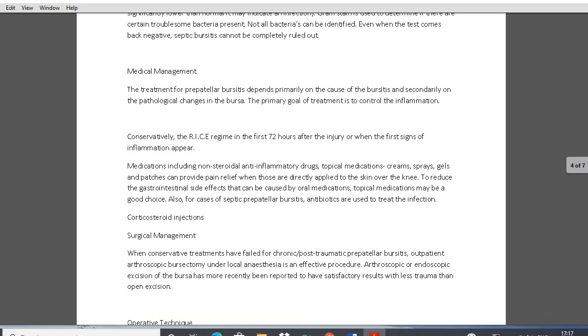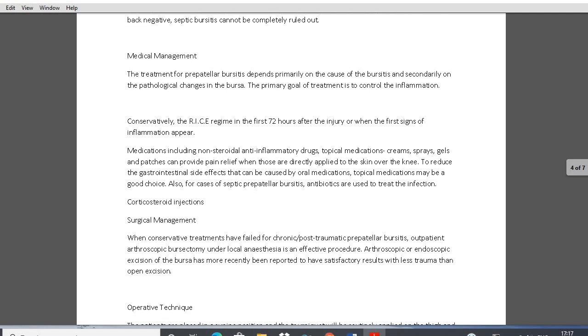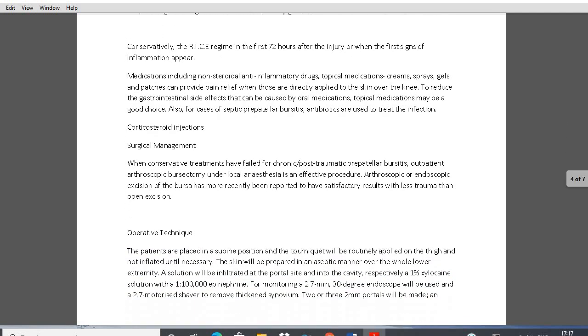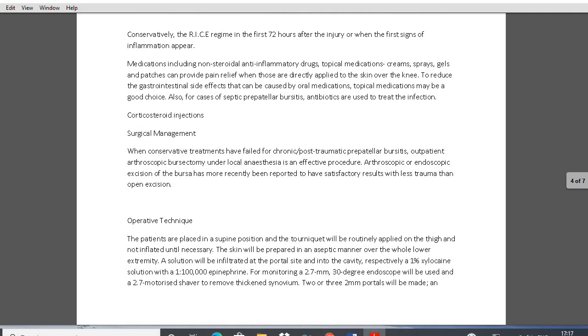Antibiotics are given to treat infectious pre-patellar bursitis. Also, corticosteroid injections are used. If all these measures are not sufficient or fail, then we go for surgical management, and it is an outpatient arthroscopic bursectomy, which is done under local anesthesia and is a quite effective procedure.